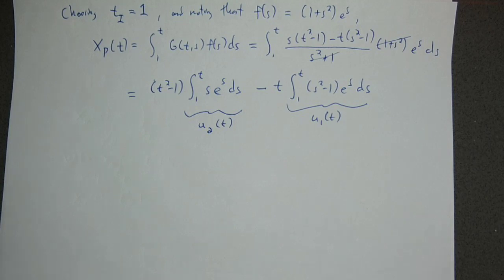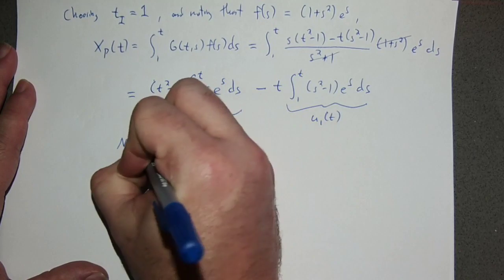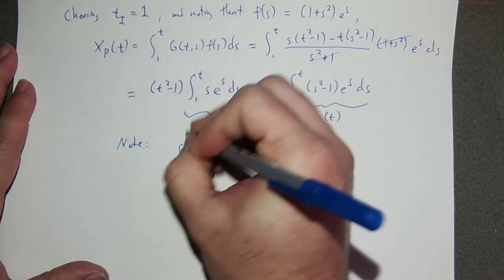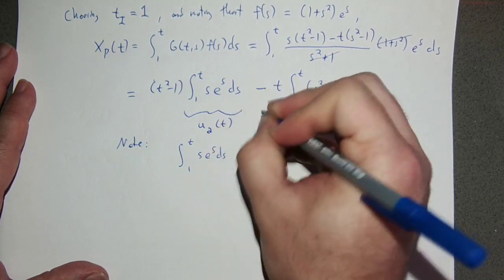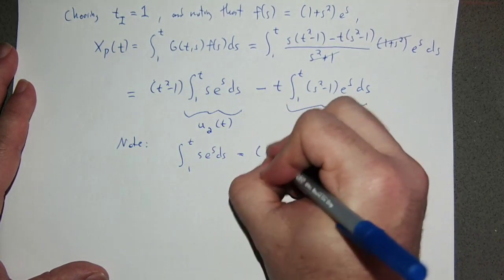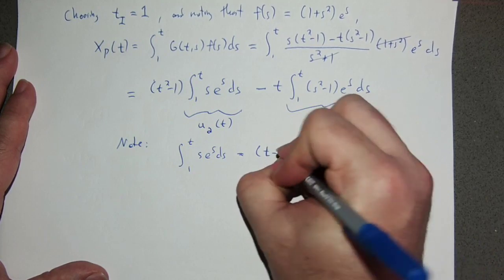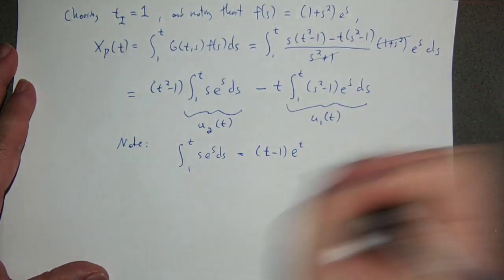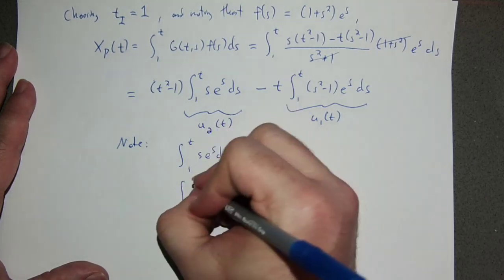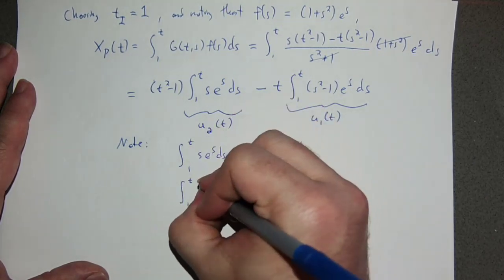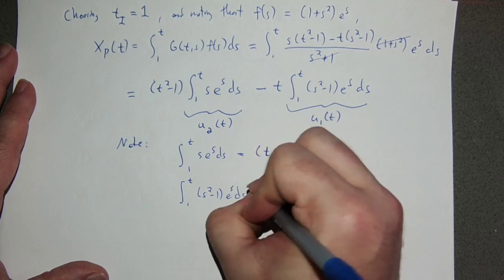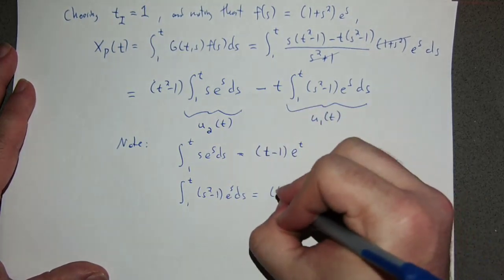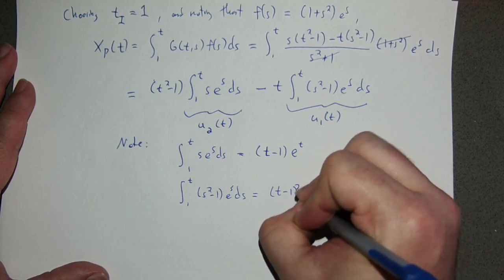In fact, just quickly note the integral from 1 to t of s e to the s ds. If you actually do that, this is t minus 1 e to the t, and the integral from 1 to t of s squared minus 1 e to the s ds is t minus 1 squared e to the t.